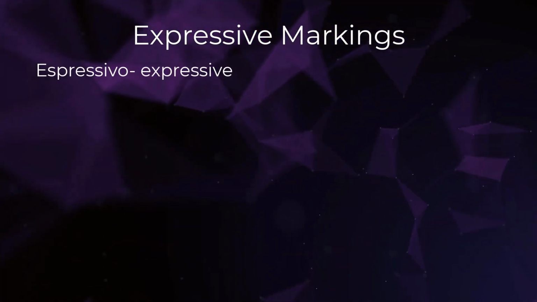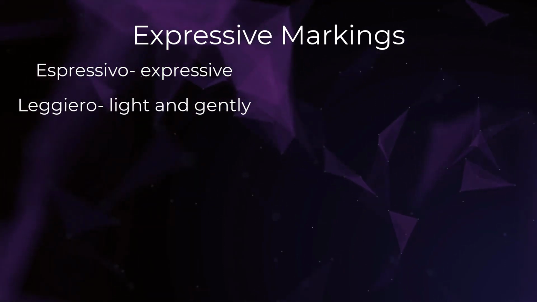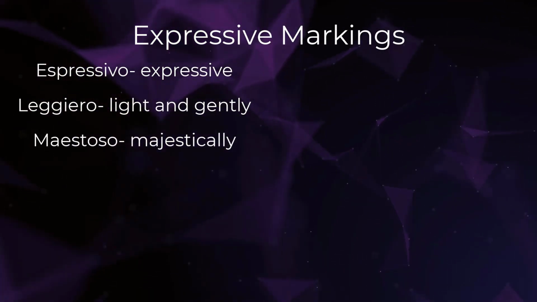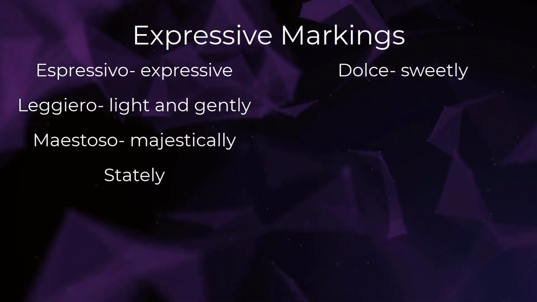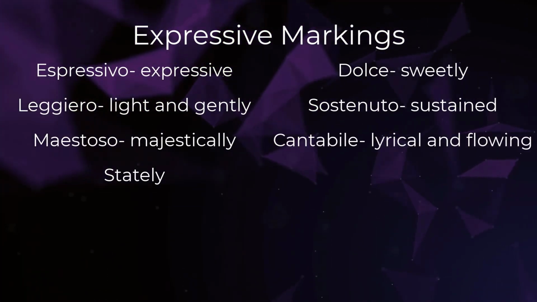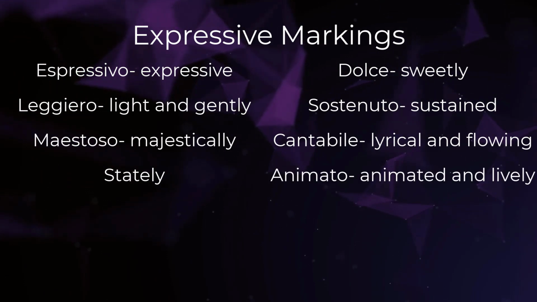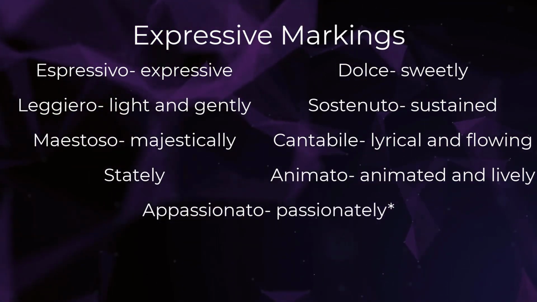Expressive markings and articulation are two tools composers use to specify how they want particular notes or phrases to sound. Some common expressive markings are espressivo, meaning expressive, leggero, meaning light and gently, maestoso, meaning majestically, stately, dolce, meaning sweetly, sostenuto, meaning sustained, cantabile, meaning lyrical and flowing, animato, meaning animated and lively, and appassionato, meaning passionate.